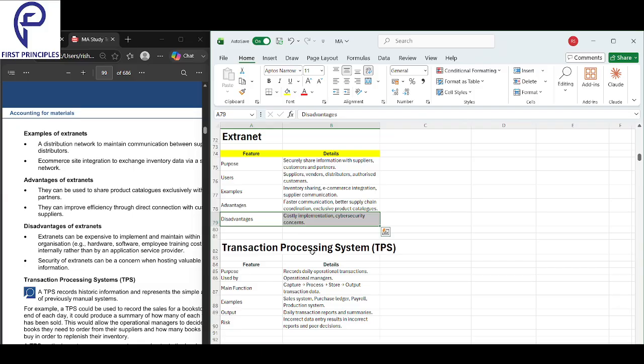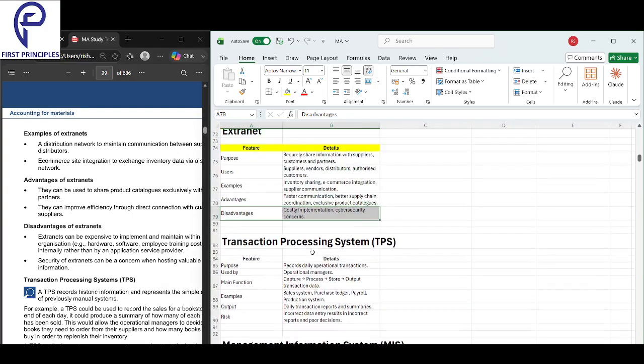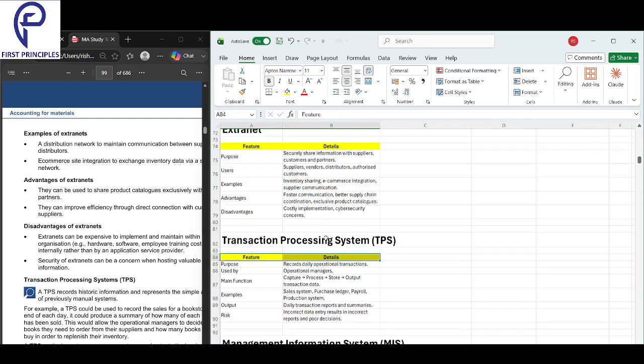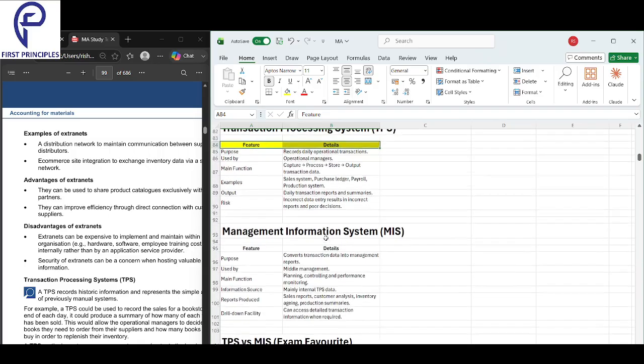It gives faster and better communication, a better supply chain, and you can share exclusive catalogs. It's mainly used for inventory sharing, e-commerce integration, and supplier communication. Suppliers, vendors, distributors, and authorized customers can use it. It securely shares information, and that is the biggest benefit of the extranet.